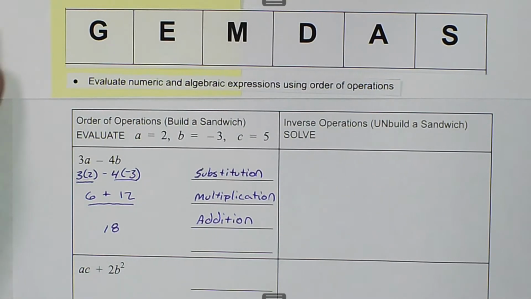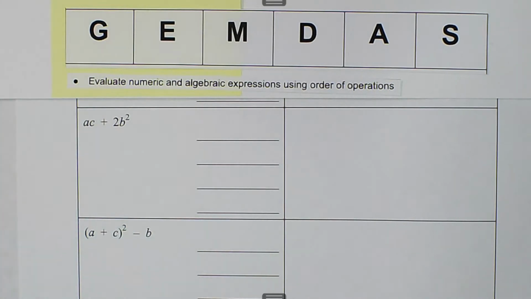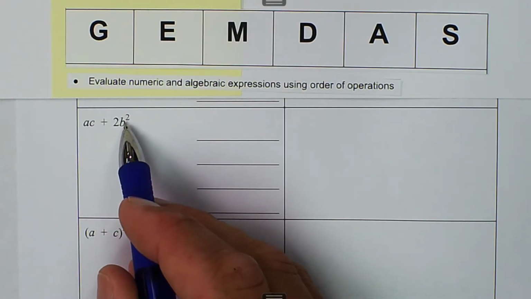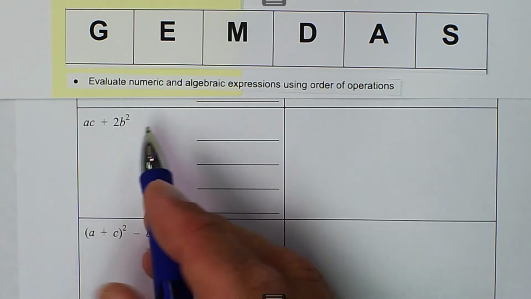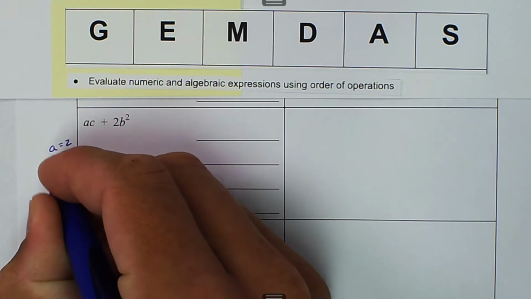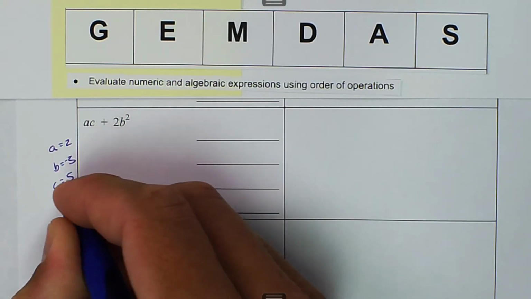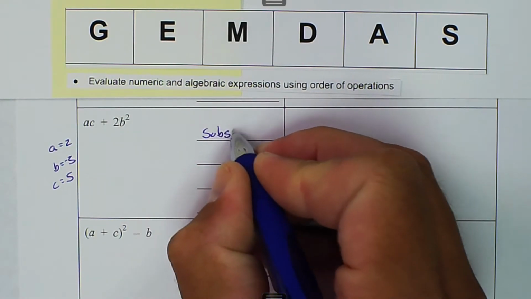Okay, now we can look down at the next example. And we want to do order of operations still. We have A multiplied by C plus 2 multiplied by B squared, and we can't do any of that math without first doing our substitution. So we've got to remember A was equal to 2, B was equal to negative 3, and C was equal to 5. So we can substitute those values in using substitution.